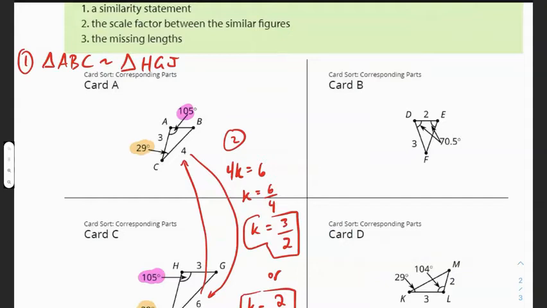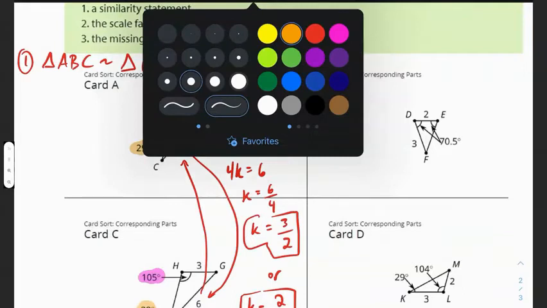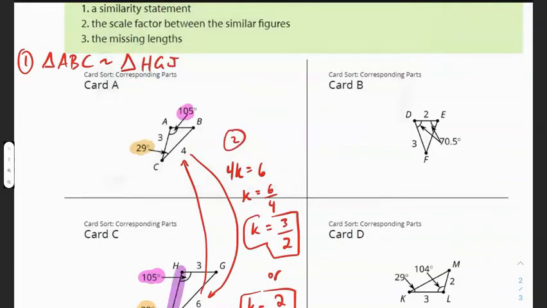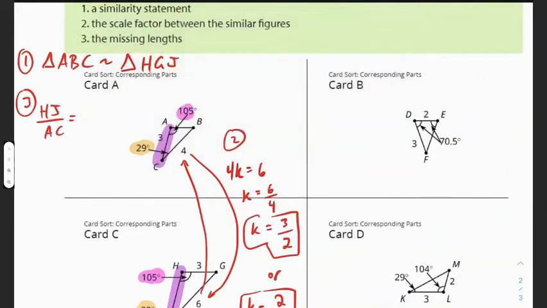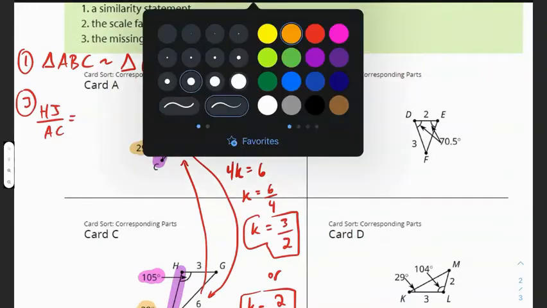Okay, missing sides. I'm missing HJ. So let's see. HJ is to AC, and this is number 3, by the way, the missing sides. HJ is to AC, as is. Let's get some more sides to go off of. Let's use blue.